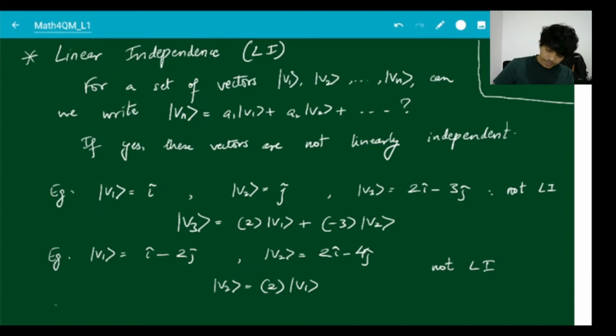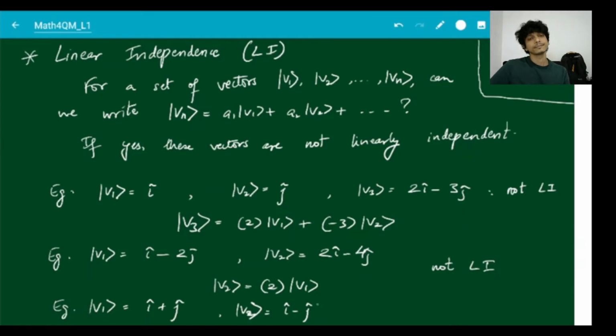What if I took v1 as being i plus j and v2 as being i minus j? Think about it and convince yourself that there is no way that you can write i minus j in terms of i plus j, or i plus j in terms of i minus j. Therefore, this set of two vectors is linearly independent.